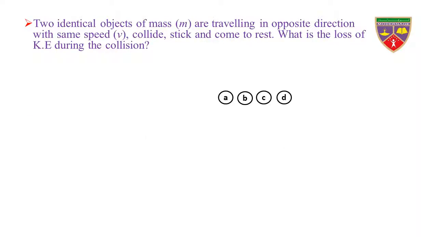Two identical objects of mass m are traveling in opposite directions with the same speed v, collide, stick and come to rest. What is the loss of kinetic energy during the collision? Option A, mv; option B, 2mv; option C, mv²; option D, 2mv². The key is mv². Therefore, the correct option is C.